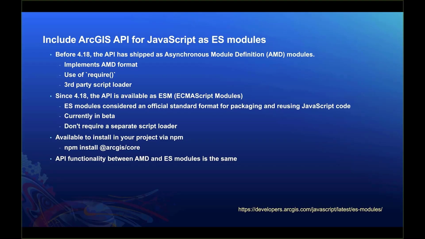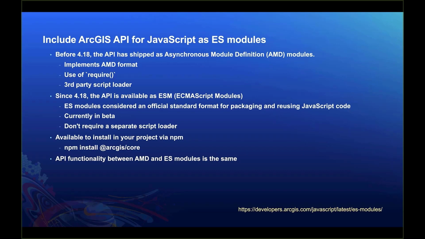Thanks, Cam. Now let's talk about how to import the 4x ArcGIS API for JavaScript as ES modules, also known as ESM. Prior to the 4.18 release, the JS API has shipped as asynchronous module definition, or AMD modules. And when implementing the API as AMD modules, we've also needed to use the require method and a third-party script loader such as Dojo. So since 4.18, the JS API team has put in a lot of work in making the API available as ES modules. So ES modules is now an official standard format on developing and packaging reusable JavaScript code.